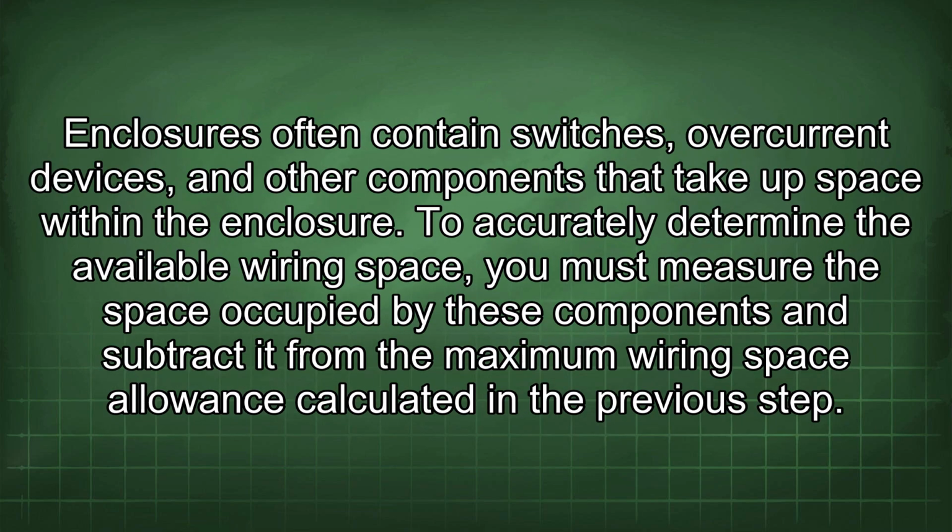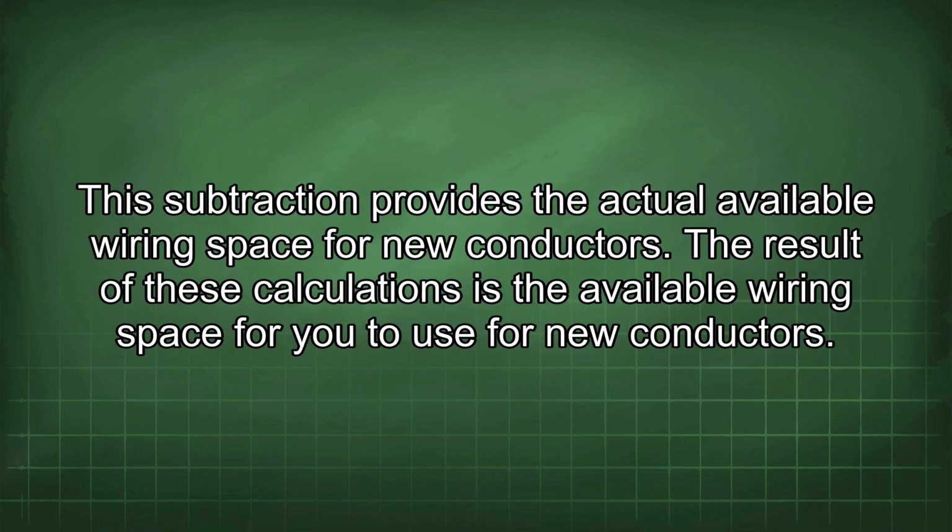Thirdly, deduct the space occupied by existing components. Enclosures often contain switches, overcurrent devices, and other components that take up space within the enclosure. To accurately determine the available wiring space, you must measure the space occupied by these components and subtract it from the maximum wiring space allowance calculated in the previous step. This subtraction provides the actual available wiring space for new conductors.